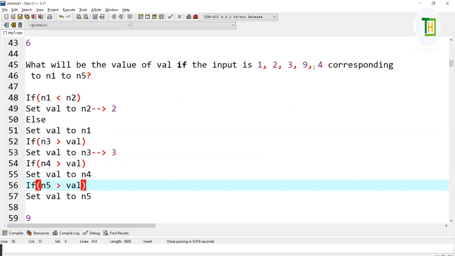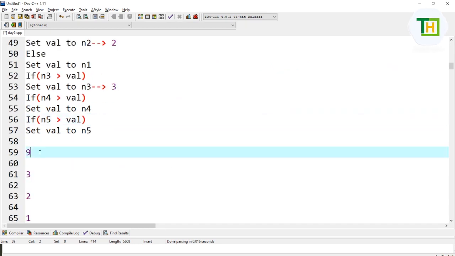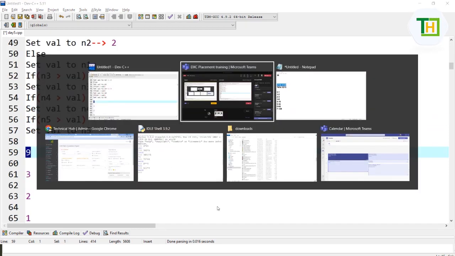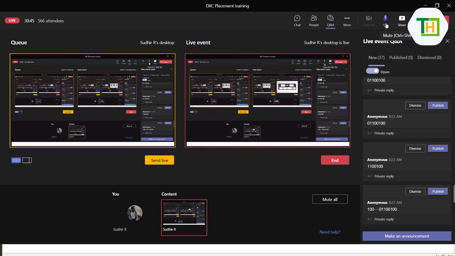Then is N5, which is 4, greater than 9? No. Then finally the answer is going to be 9 here. Just a minute.